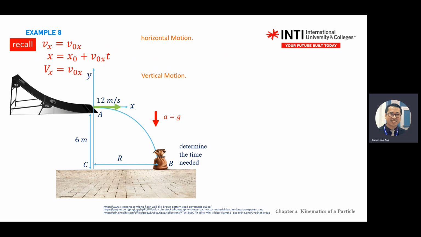This one you need to derive in your solution. So for the first one, Vx equal to V naught x. What is the magnitude? 12 in x direction. So your Vx at point A, labeled as V sub ax, which is the velocity at A position, is 12 meters per second to the right. Make sense?